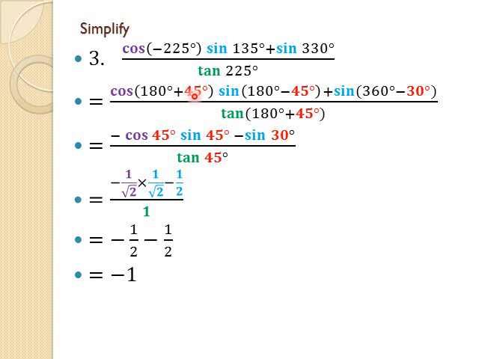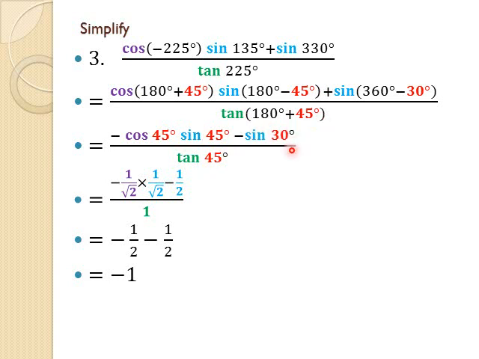Third quadrant, only tan is positive, so cos becomes negative cos 45. Sine 180 minus 45 falls in the second quadrant, and only sine is positive there, so therefore that becomes sine 45. 360 minus 30 falls in the fourth quadrant, where only cos is positive, so sine becomes negative sine 30. Now bottom 180 plus 45, third quadrant. In the third quadrant, only tan is positive, so that becomes tan 45.